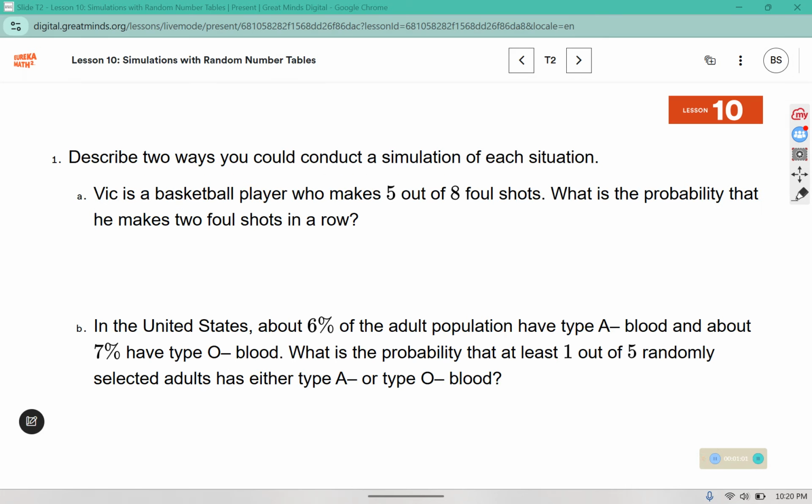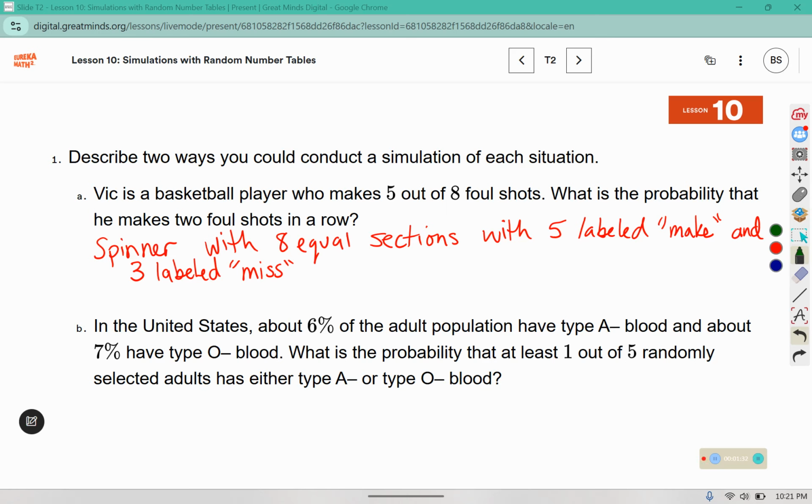Describe 2 ways you could conduct a simulation of each situation. A. Vic is a basketball player who makes 5 out of 8 foul shots. What is the probability that he makes 2 foul shots in a row? So to describe the simulation, we can do a spinner with 8 sections, and then 5 of those sections would be labeled make, and the other 3 would be labeled miss.